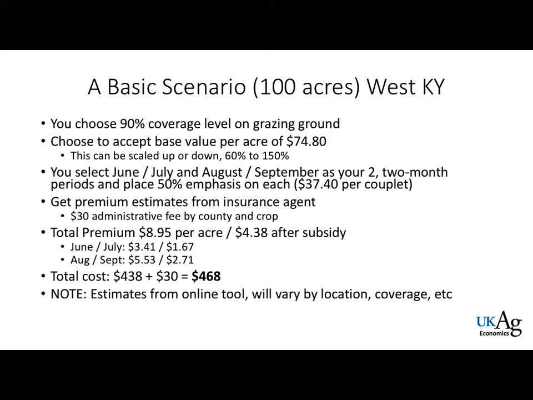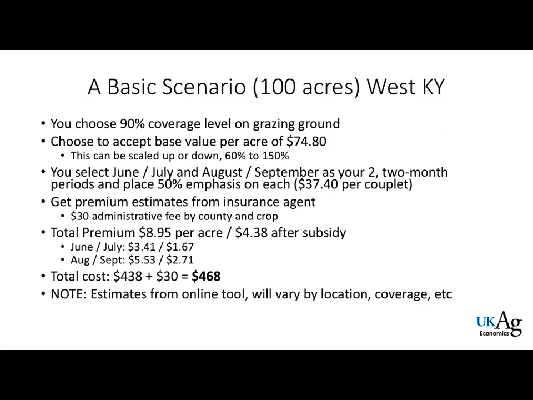Now, to keep it simple, I chose the 2-month periods. I chose June, July, August, September, and I put 50% of my coverage in both. The best way to think about this is like this. I've got $74.80 of value per acre. When I split that in two at 50-50, I put half of that in the June-July couplet and half in the August-September couplet. So in other words, I've now got $37.40 of value per acre in each of those two-month periods. Does that make sense? It's the best way to think about it.